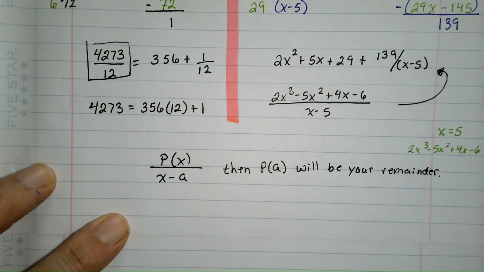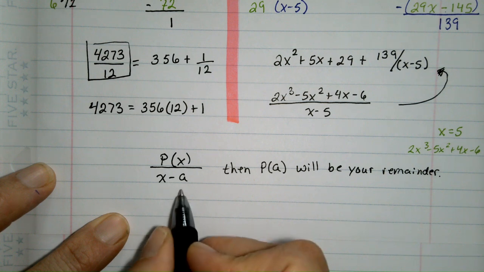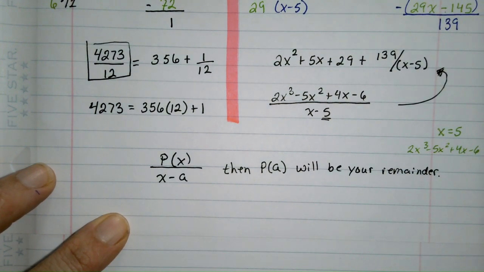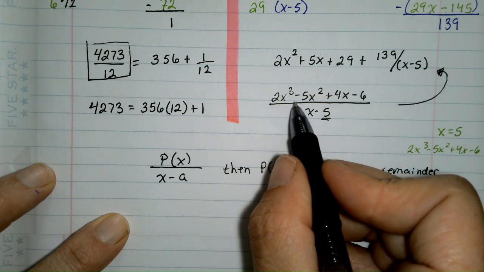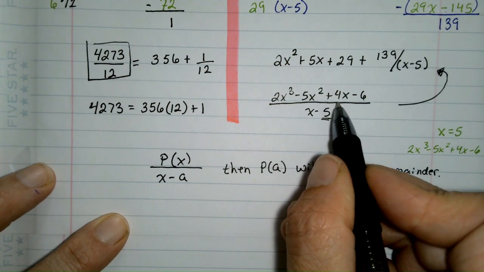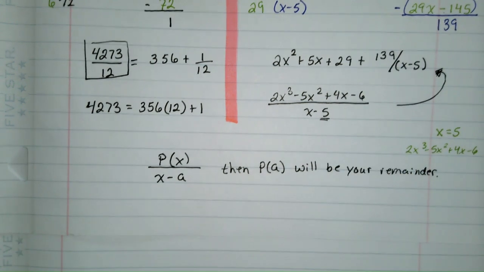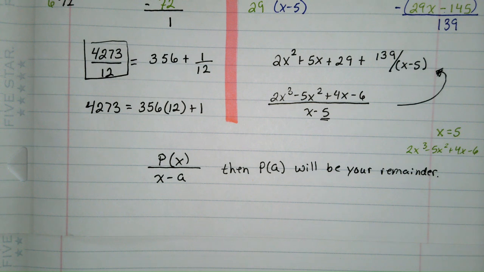So again, all I did was I took the a value, the 5, and I substituted it in to the 2x cubed minus 5x squared plus 4x minus 6. And that's how I found out just my remainder. Is it good all the time? No, but if you're looking for perfect divisors or you're trying to factor and you're like, oh my goodness, I don't know what a factor is, it can actually help you. So that's a cool trick.